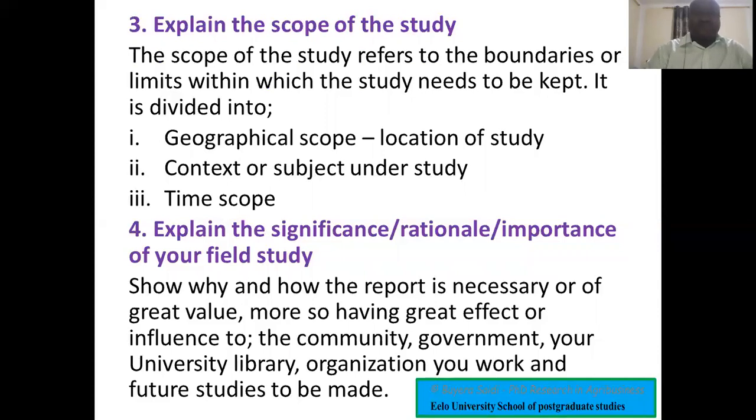And number four, you must explain the significance of your study. Sometimes it could be called the rationale, which is normally the importance of your field study. You should show why and how the report is necessary or of value, more so having great effect or influence to the community, the government, your university library, organization you work, and future studies to be made basing on the study you are completing in the field today.